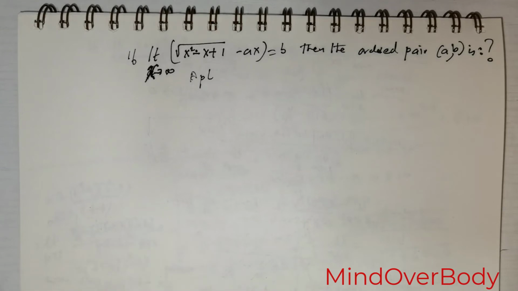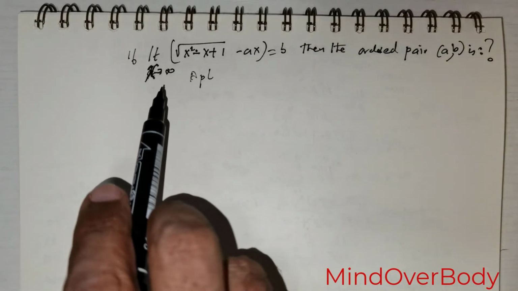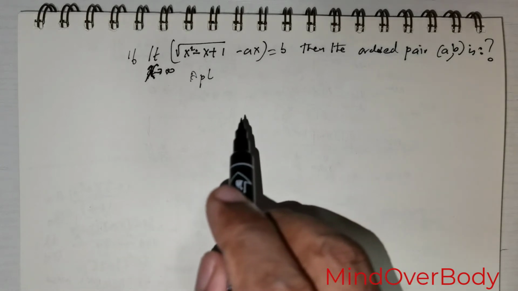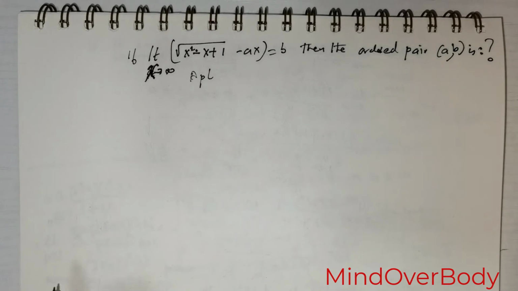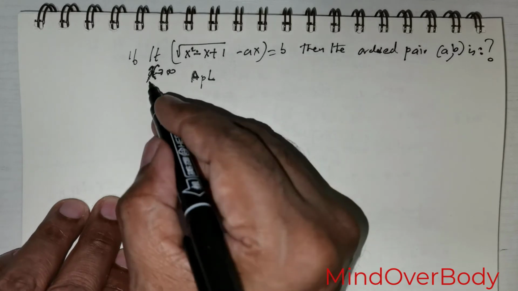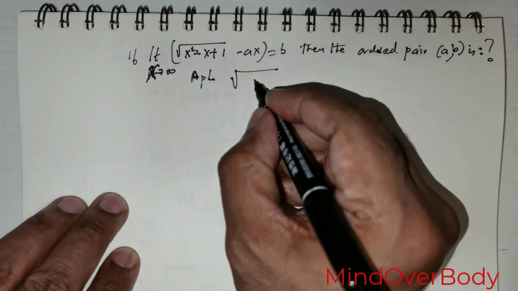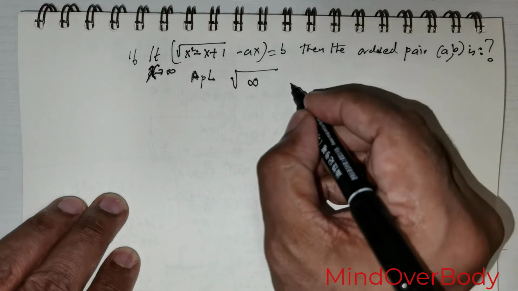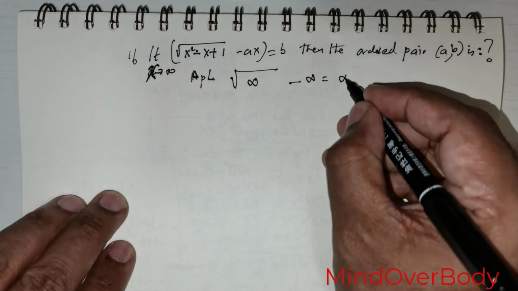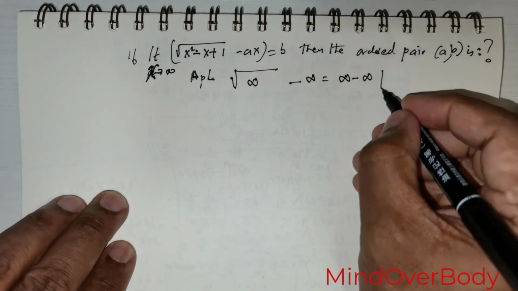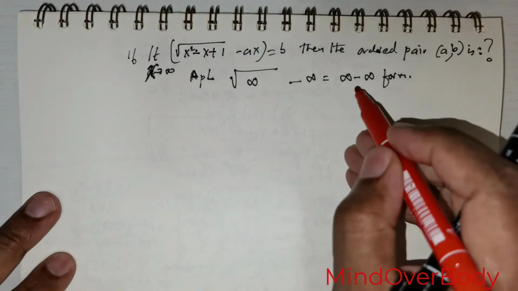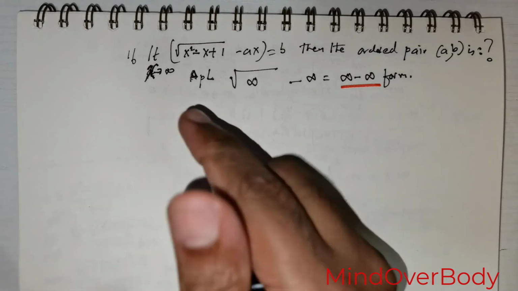Welcome students, we've been given this question: limit x tending to infinity of square root of x squared negative x positive 1 negative a times x is equal to b. Then we are expected to find the ordered pair a comma b. Now foremost, if we apply the limits, x is tending to infinity, that is going to be root of infinity followed by infinity times a, which is going to be infinity, which is subsequently going to be infinity negative infinity form.